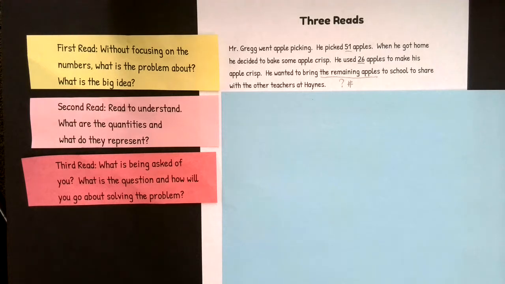So let's see. Mr. Greg went apple picking. He picked 51 apples. He got home. He decided to bake some apple crisp. He used 26 apples to make the apple crisp. He wants to bring the remaining apples to school to share with the other teachers. Well, if he wants to share them, he's got to know how many he has to share. That would be my guess.